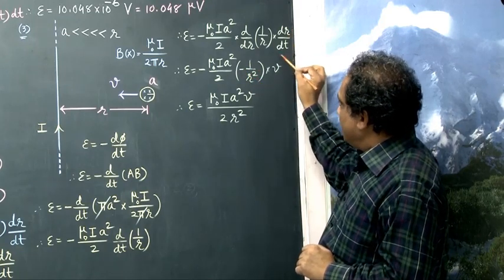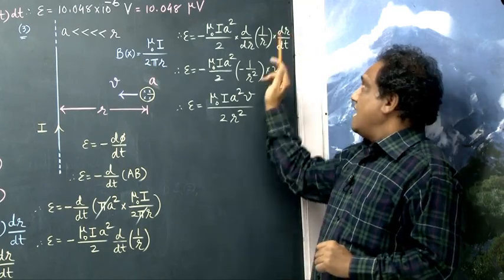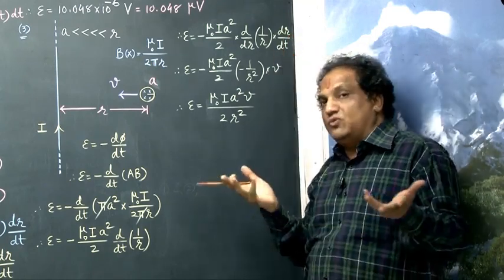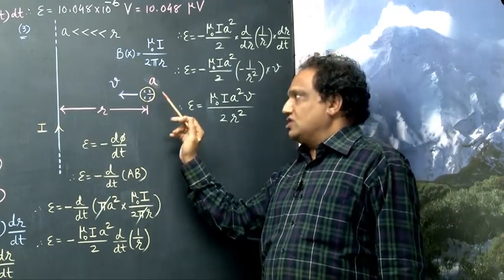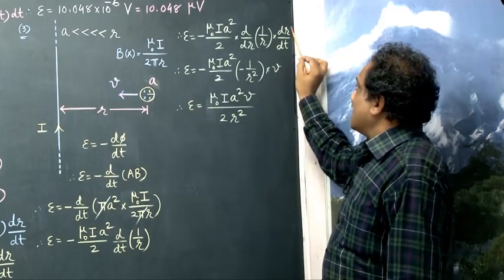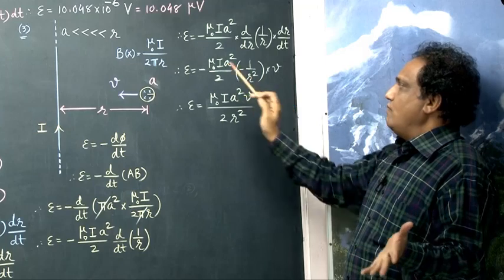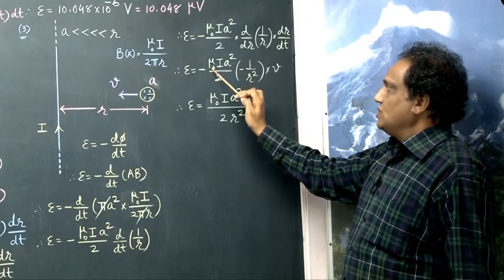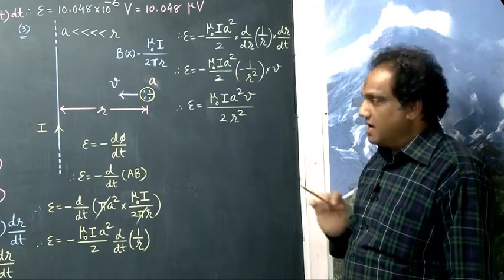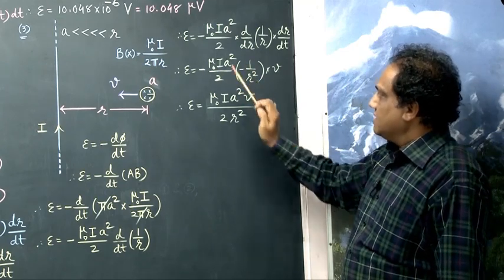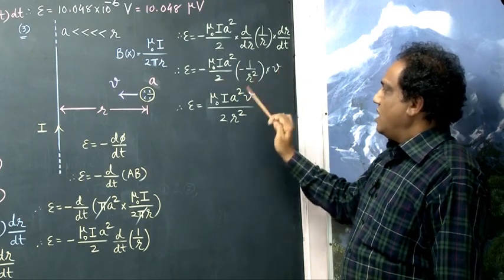And what is this dr by dt? It is time rate of change of position of a body. Time rate of change of position of a body is going to give you instantaneous velocity. Here velocity of this ring is constant equal to v. So this can be replaced by velocity of ring, let it be v. So now minus minus plus mu 0 I a square v upon 2 r square. I repeat, minus minus plus mu 0 I a square into v upon 2 r square.